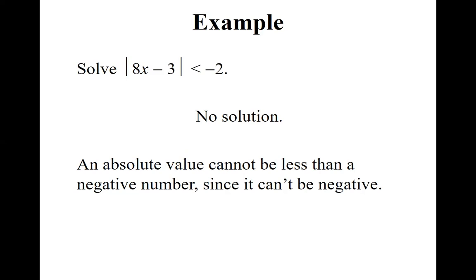Something different happens if it's greater than a negative number. And hopefully we take a look at that in just a little bit. But for now, an absolute value can't be less than a negative number since it can't be negative. No solution.